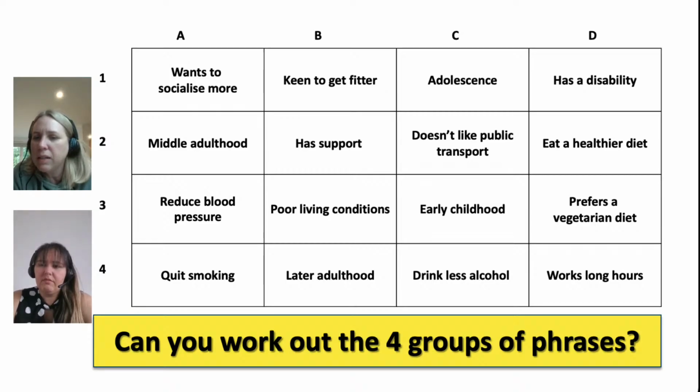Amelia has said D2. Eat a healthy diet. I think that sounds good to me, doesn't it? Yeah, needs to eat a healthier diet. Brilliant. And then Vanessa's come in as well with a couple.